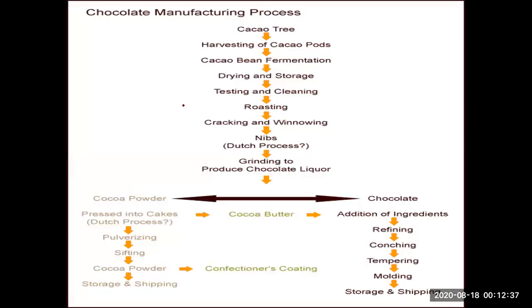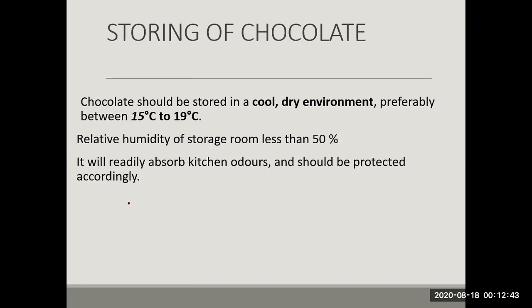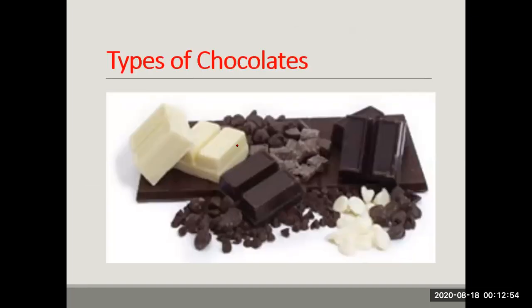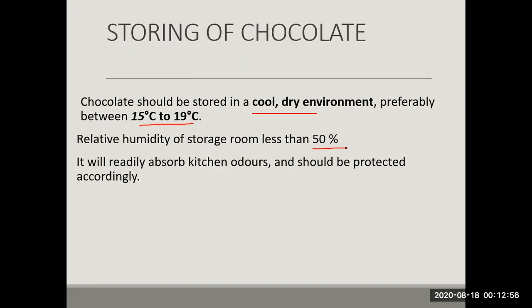Then our next step, before going to the flowchart, I just go for the last stage. That is our storing of the chocolate. Chocolate should be stored in a cool, dry environment. Preferably the temperature will be 15 to 19 degrees centigrade, and the humidity of the room will be less than 50%. Another important thing, chocolate can absorb different kinds of odor or flavor.